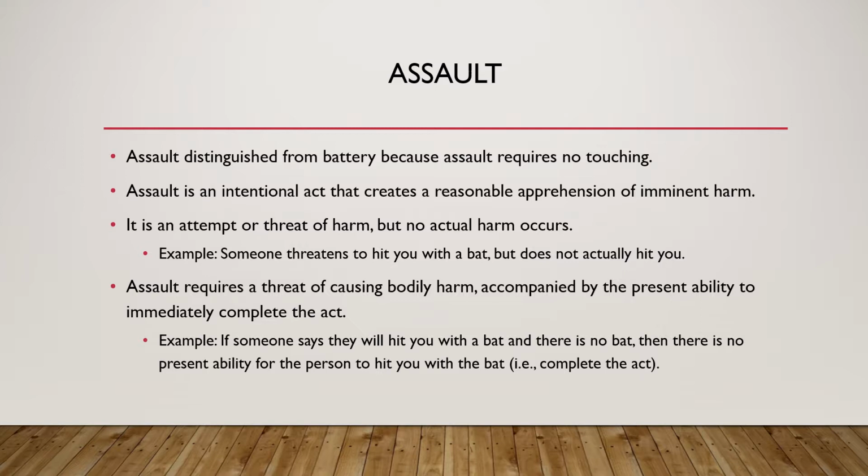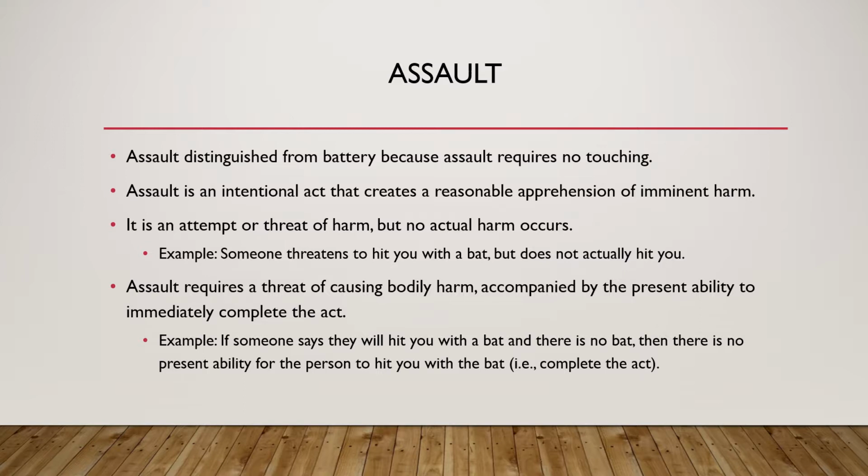So in that example, you've got both an assault and a battery. The assault is the attempt or the threat of harm, but there's no actual harm that occurs. When the actual harm does occur, then that's a battery. The example I give is that someone threatens to hit you with a bat, but they don't actually hit you. If you're outside and somebody pulls a bat out and brings it up like they're about to swing it at you, that's going to create a reasonable apprehension or fear of imminent harm. And so that would be an assault.